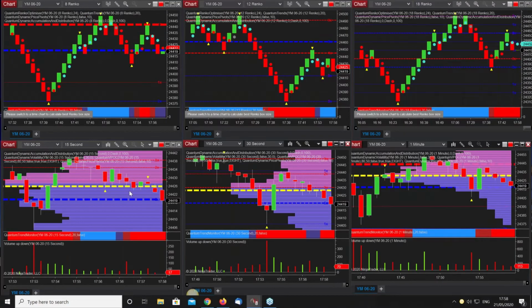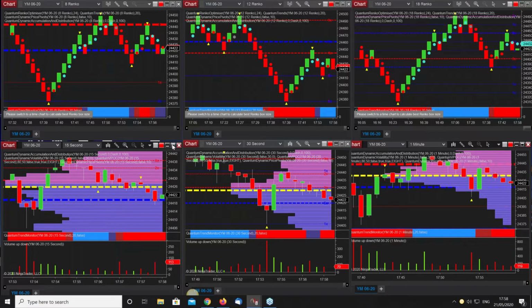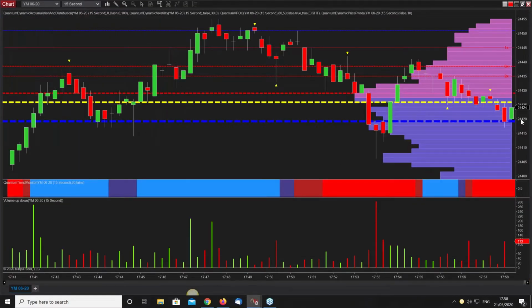Let's just see if that level's been tested. Here it is over on 15 seconds. Pop that up. There we are, coming into play. Hit it, bounced off it. This is on the accumulation distribution. It's such a powerful indicator. What it does is it presents these levels in terms of their strength.